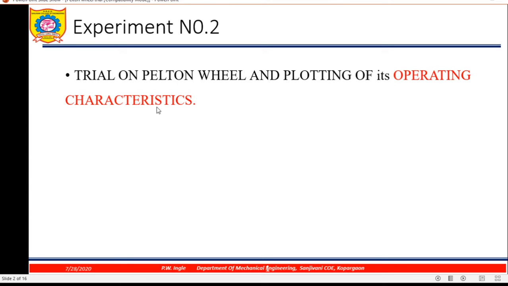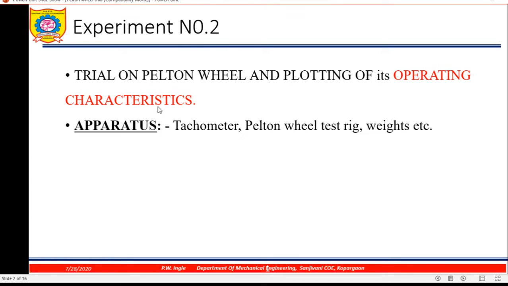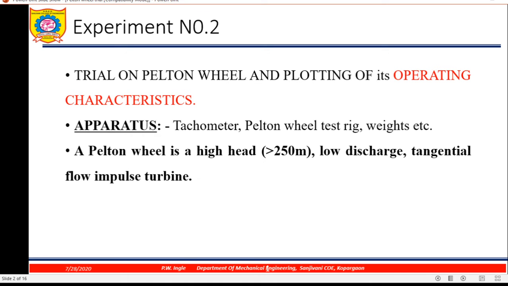plot the operating characteristic. Now what do you mean by operating characteristic? The characteristic is nothing but the graph which shows the performance of turbine, and operating means constant speed characteristic. So when you are conducting a trial at constant speed, whatever readings you are getting, by using those readings you are going to plot the graph. That graph is nothing but the operating characteristic. Now what are the apparatus we want? Tachometer to measure the speed, then Pelton wheel testing setup and weights.